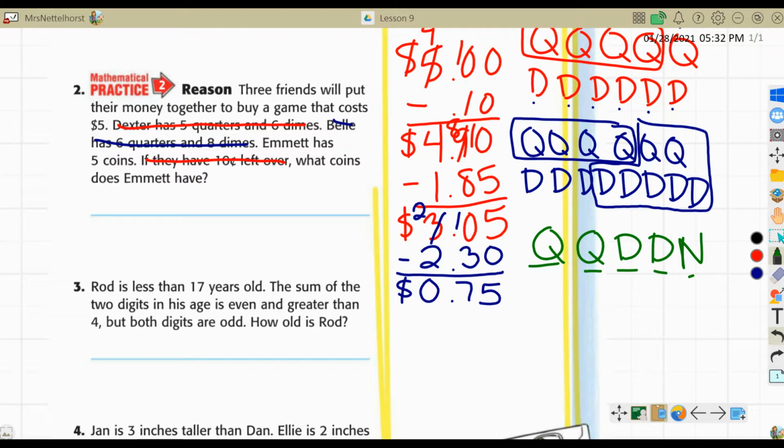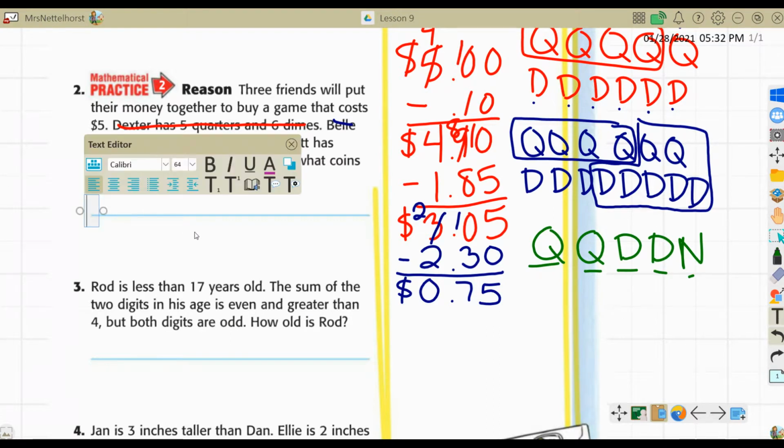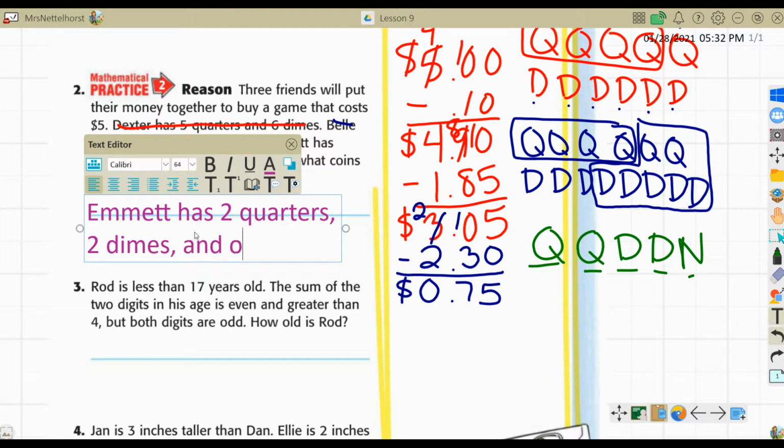So what coins does Emmett have? Emmett has 2 quarters, 2 dimes, and a nickel. Oops, hang on. Okay. Emmett has 2 quarters, 2 dimes, and 1 nickel.